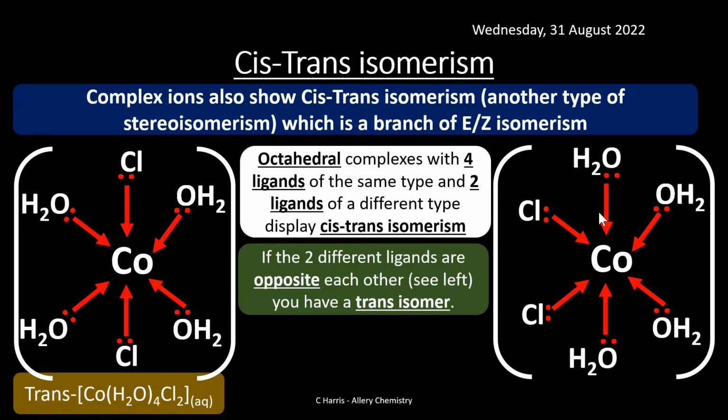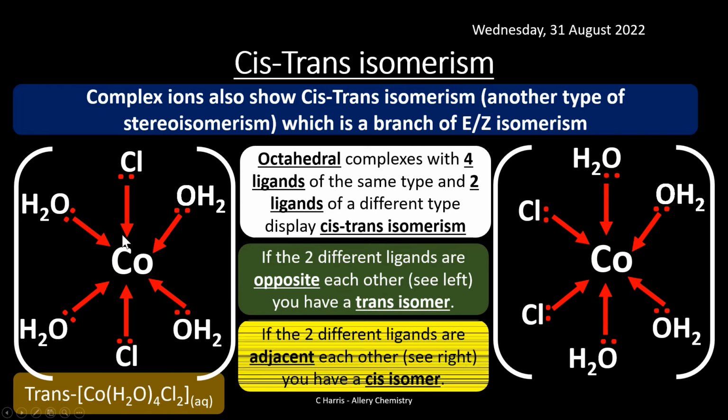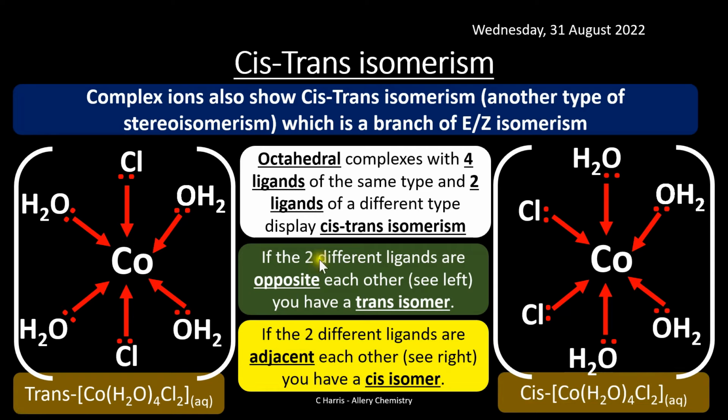So if the two different ligands are opposite each other, see the ones on the left, this is a trans isomer, so it's the trans cobalt complex. And if they are adjacent to each other like we see there, then this is a cis isomer. So just be aware of these different types of isomerism in complexes as well.